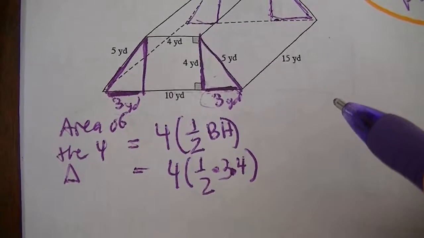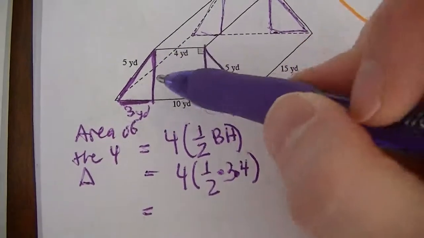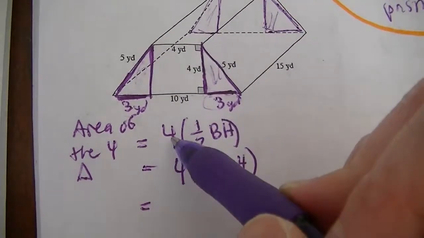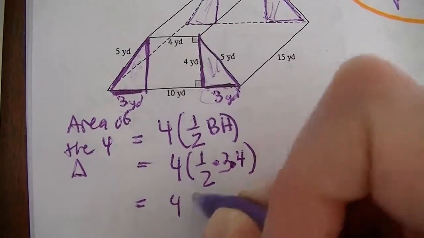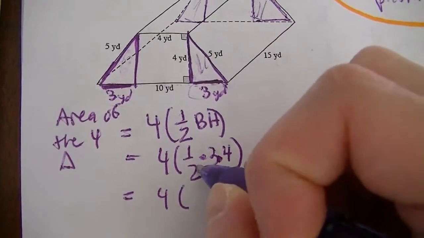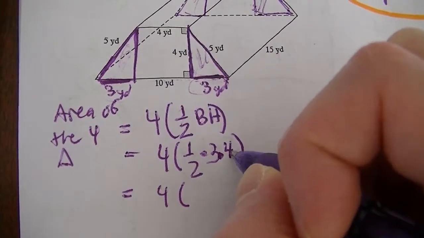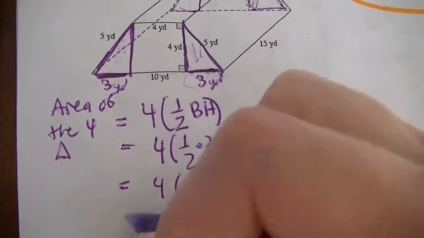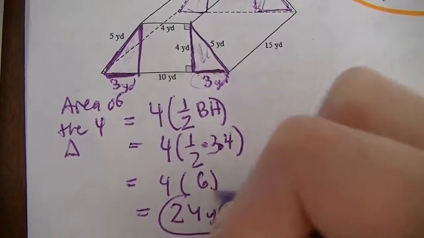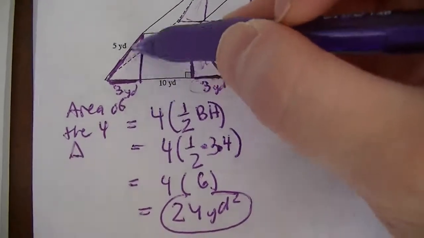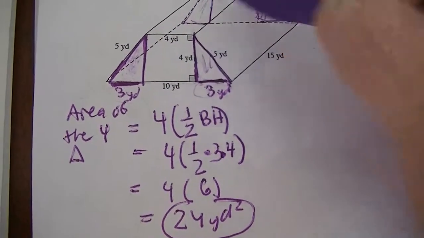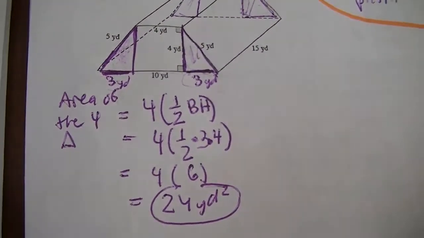Okay? So the area of this triangle, this triangle, this triangle, and this triangle is going to be, when I add them all together, because I'm multiplying them by 4, half of 4 is 2, 2 times 3 is 6. Their areas all together is 24 yards squared, okay? Just one of them is 6 yards squared, but since there are 4 of them, that is why I multiplied them by 4.